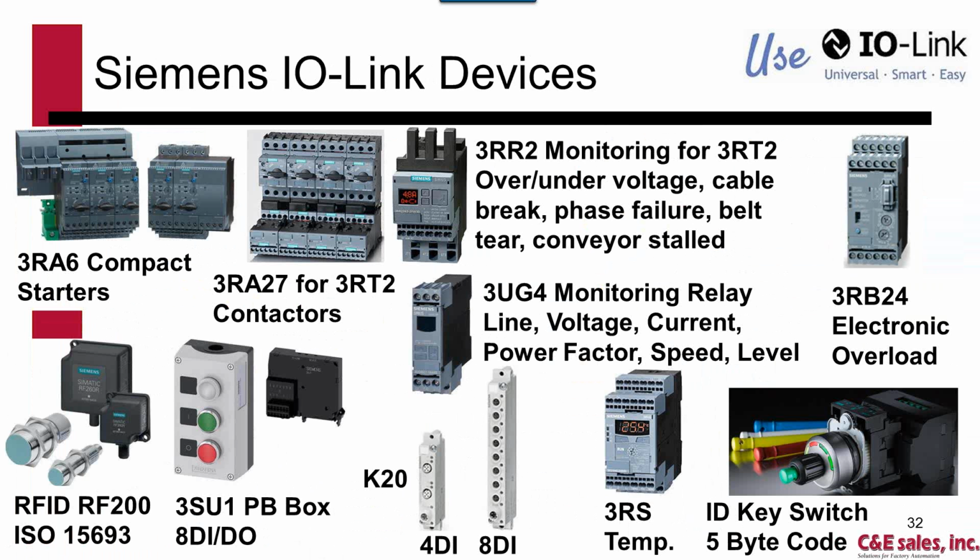Looking at the Siemens IO-Link devices, Siemens chose to go the route with stuff in the panel. So you can do things with compact starters, a traditional contactor with MCP. We've got monitoring capability for undervoltage, overvoltage, current, power factor, overloads. There's even a 4 digital input, an 8 digital input, thin-mounted, machine-mounted IO-Link masters, push buttons. Here's the RFID, the RF200 from Siemens, and there's even the ID key switch.